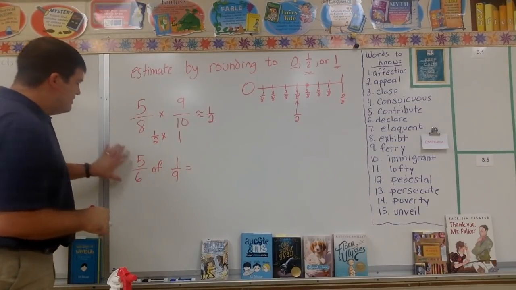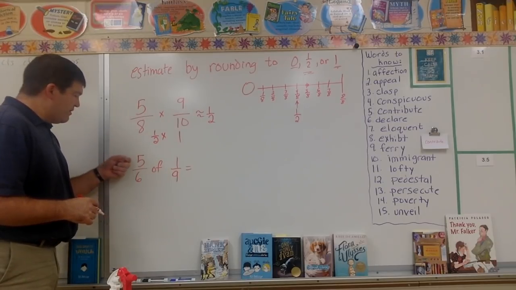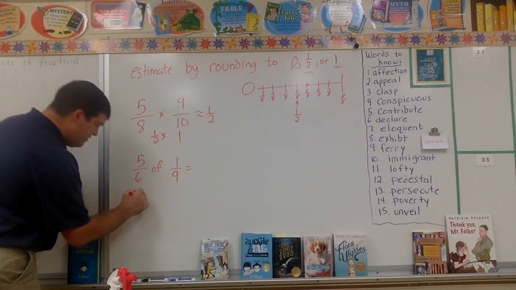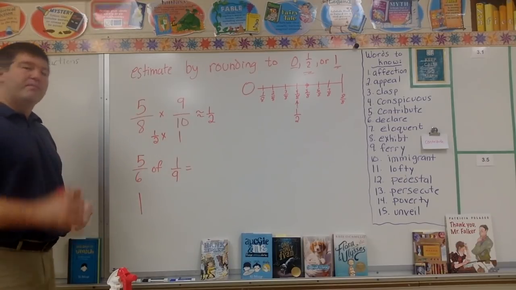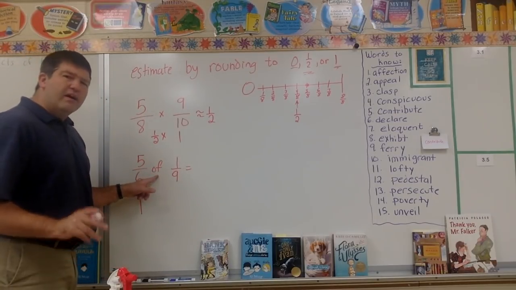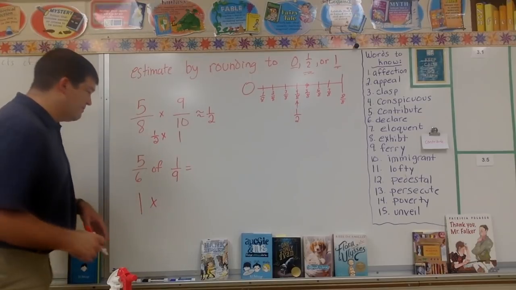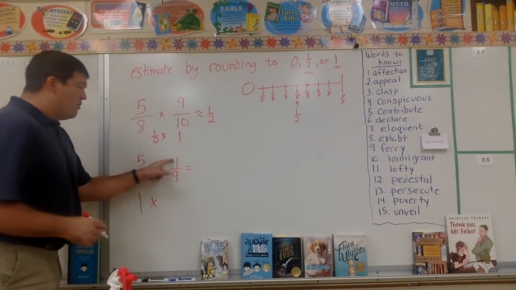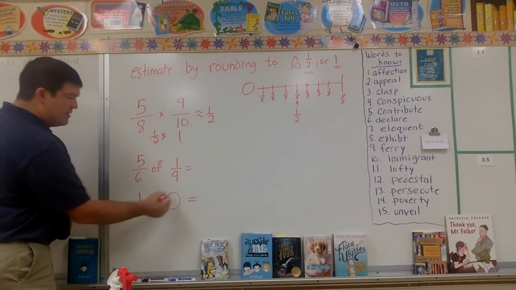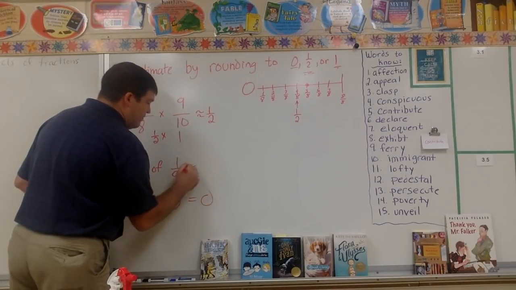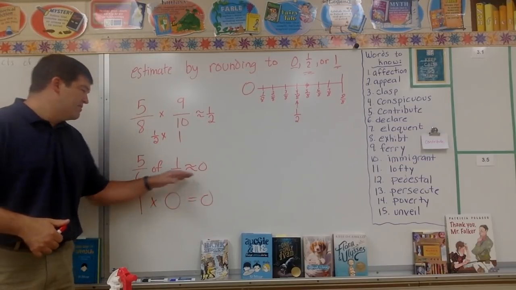Okay. Let's look at this one here. I have 5/6. I have 5 parts, and 6 make up the whole. I almost have a whole one there. One more part, and I would have been there. I would have had my 1. So I'm going to round it up to a 1. Whenever you see of, it also means times. Okay? 5/6 of 1/9. Multiplication. And then I have 1/9. I have one part of 9. I barely have any. It's going to be 0. 1 times 0 is 0. So when I'm rounding that one to either 0, 1/2, or 1, it's going to be about 0.